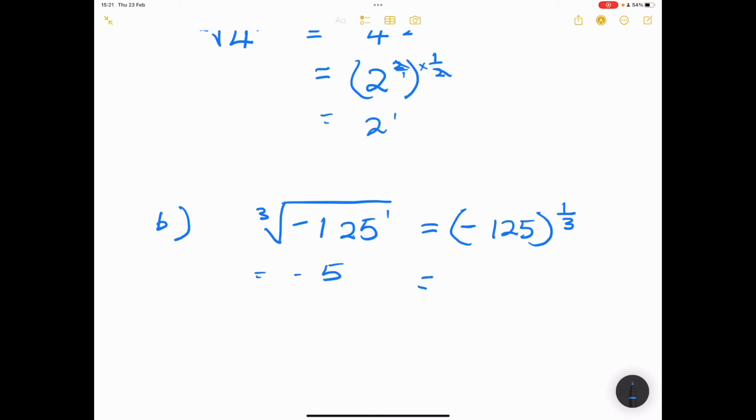Now, to simplify it, let's break 125 into a prime base. I know that 5 times 5 is 25, times 5 will give us 125. So that will be negative 5 cubed, multiplied by 1 over 3. So what does this become? Of course, 3 and 1 over 3 cancel, and in that case, you get negative 5. And that's how we are going to solve it.